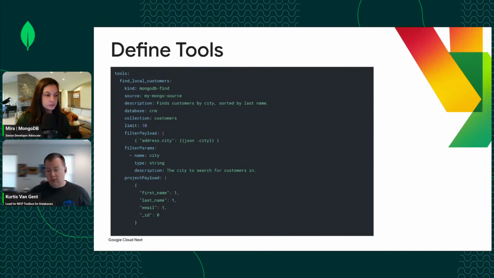The description is essentially a natural language description. This gets passed to the model automatically. So as long as you're using an MCP client to interact with this, it'll pull in the description, it'll pass it into your prompt right out of the gate.